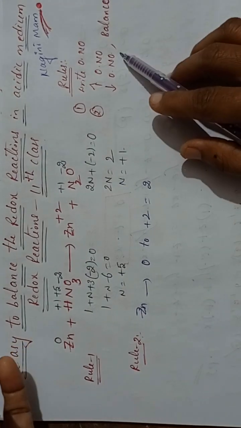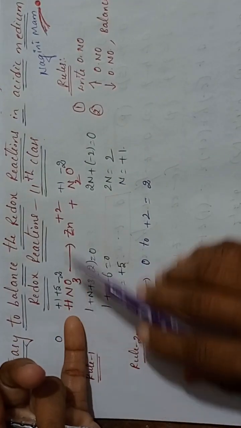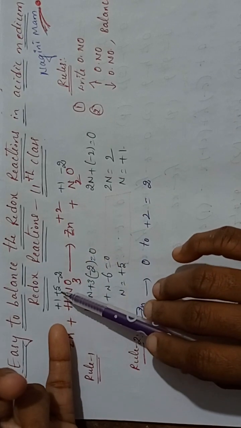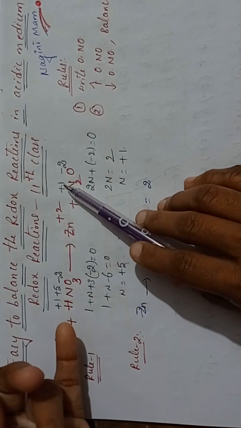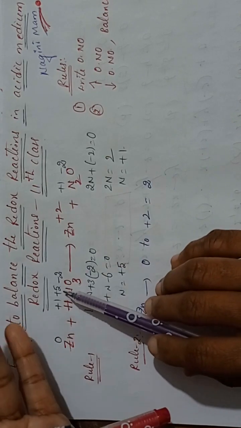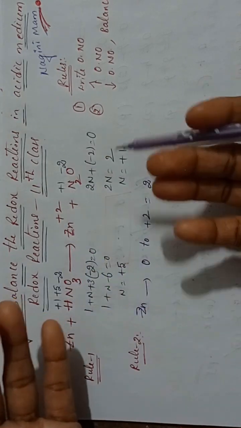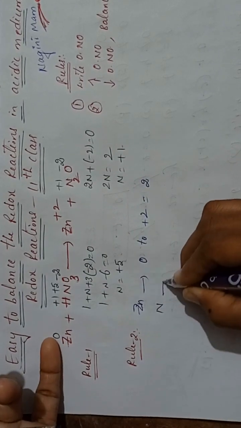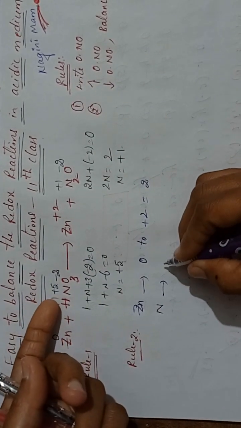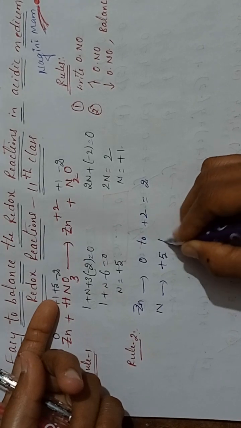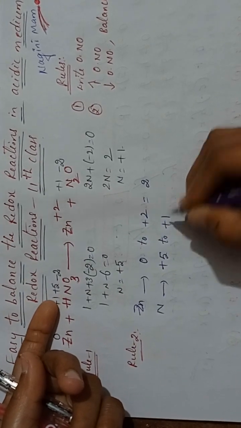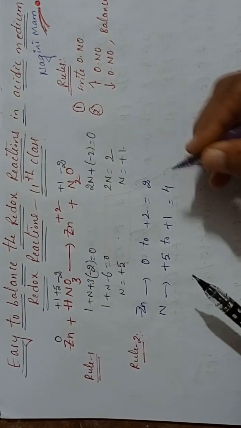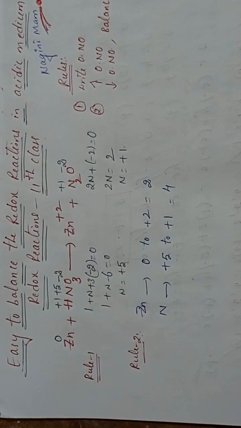Next, decrease in the oxidation number. Hydrogen on the left-hand side is plus 1, here not there. Next, nitrogen. The oxidation number here is plus 5, here plus 1. What happens, students? It is decreased from plus 5 to plus 1. That means how much decreased? 4 decreased, 5 minus 1, 4.